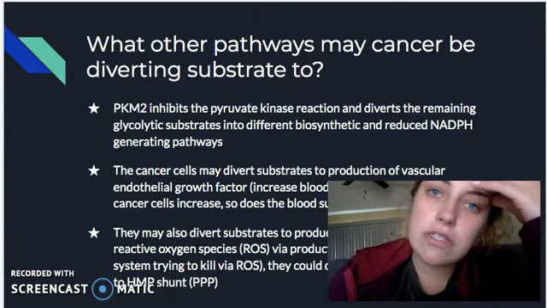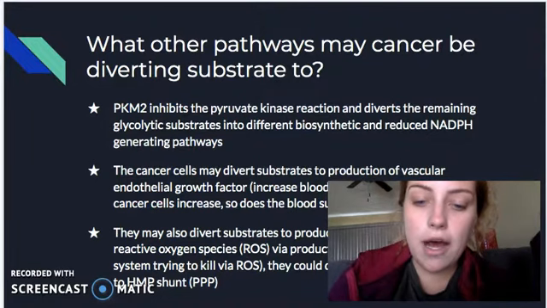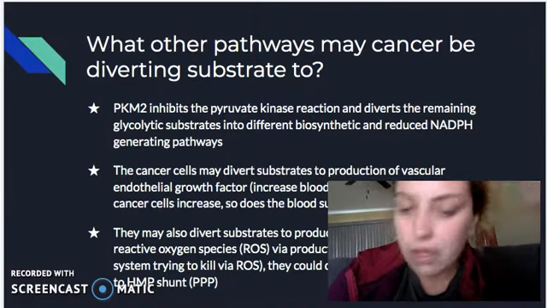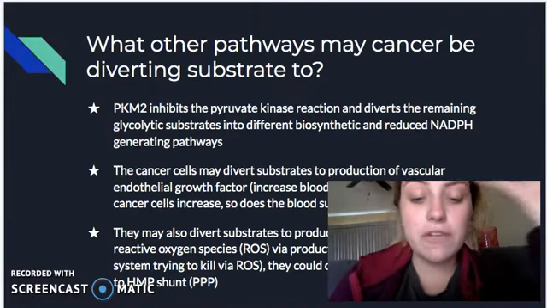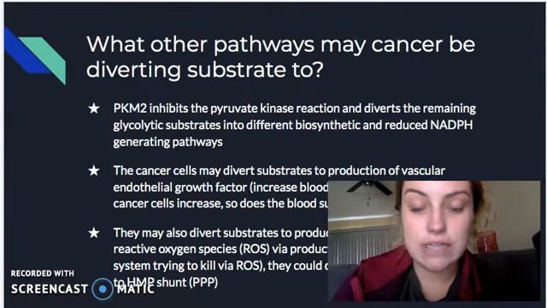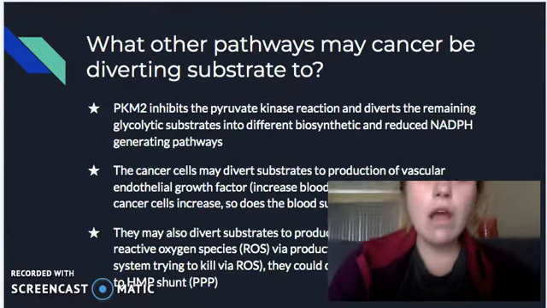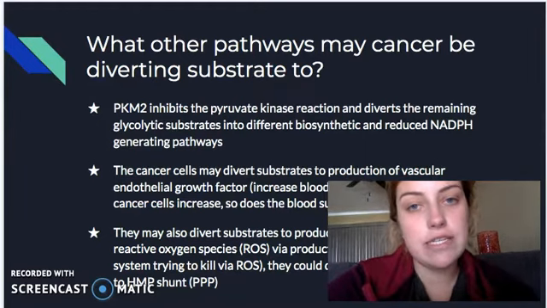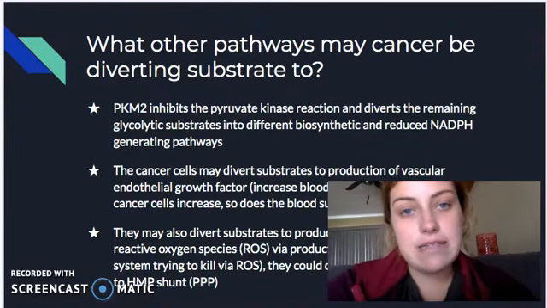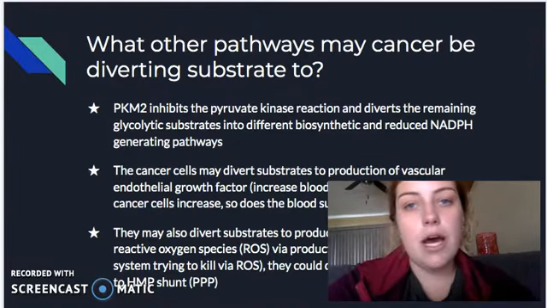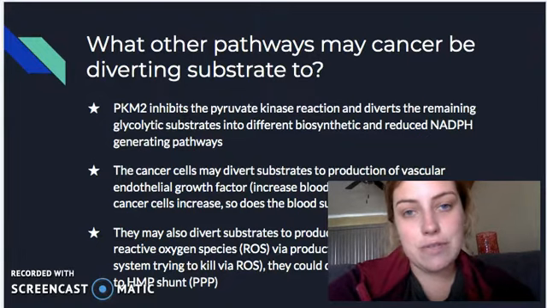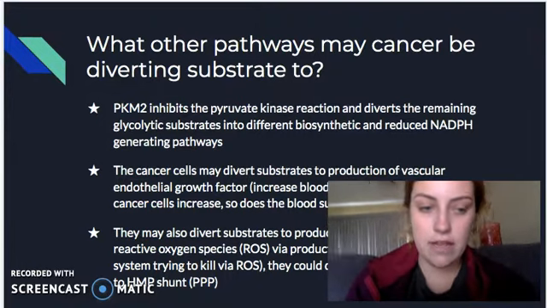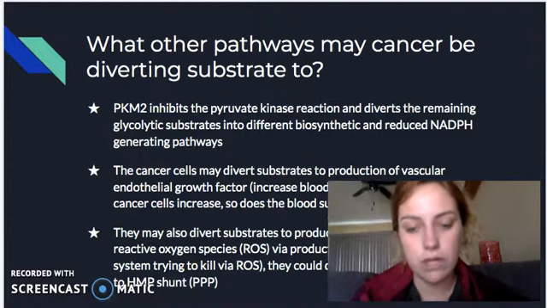Also, the cancer cells may divert substrates to production of vascular endothelial growth factor, increased blood flow, because basically as the mass of cancer cells increases, so does the blood supply. And another one, they could also divert substrates to neutralization of reactive oxygen species via production of enzymes. They could do this by diverting substrates to the pentose phosphate pathway, something else I came across on the internet, and I think that's what the article was trying to get across to us.